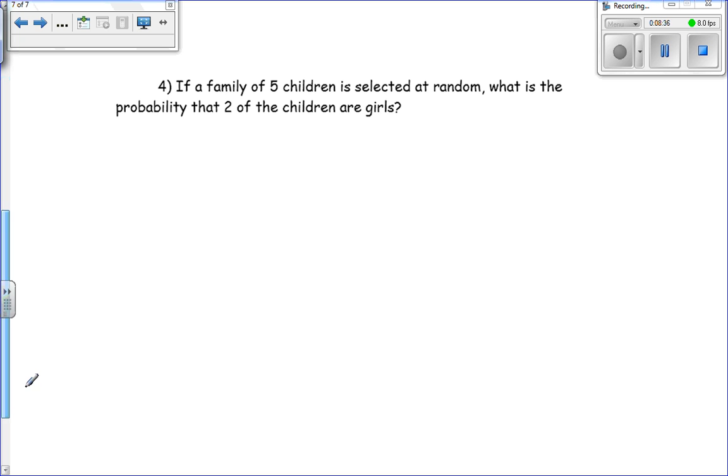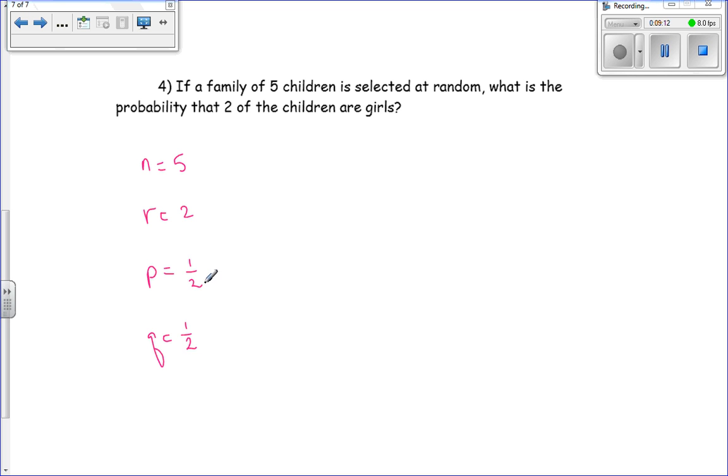One more, last one. If a family of 5 children is selected at random, what is the probability that 2 of the children are girls? Well, N is 5 total children. R is 2 of them are girls. The probability that you have a girl is 1/2. Probability you have not a girl, or a boy, is 1/2. It's 1 out of 2. You have a 50-50 chance of having a girl. 50-50 chance of having a boy because you only have 2 options, a boy or a girl.